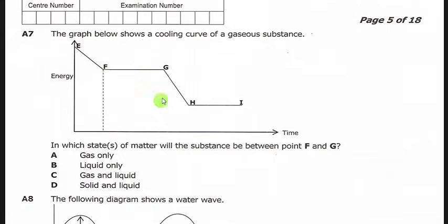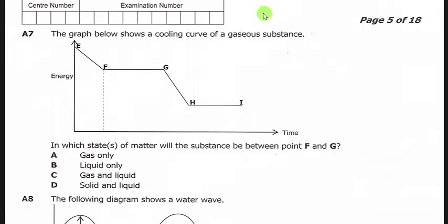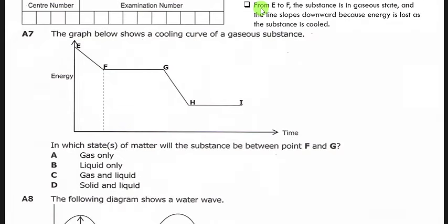We cut this part, we cut this part. So you notice here what I'm writing here. I've cut this part here, one section. What I'm saying here is that from E to F, the substance is in a gaseous state. As it is being cooled, the graph now faces downward, meaning energy starts decreasing in this substance.